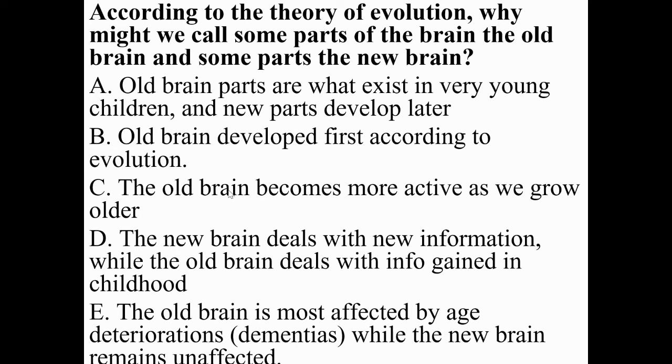According to the theory of evolution, why might we call some parts of the brain the old brain and some parts of the brain new brain? Okay, so remember the bottom of the brain is the old brain. That's the hindbrain, that's the medulla, and the cerebellum. And then the new brain would be like the prefrontal cortex. But the answer, hit pause, but the answer is B, evolution.